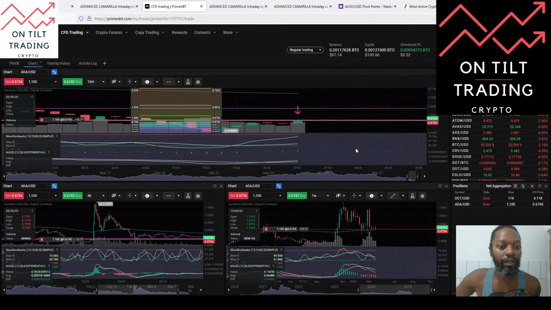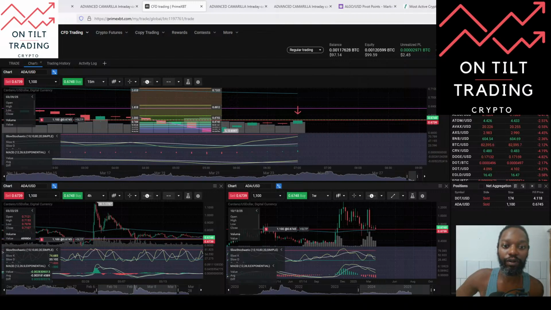Let's review my pre-market analysis. Let's review what I have trading right now on Cardano. I'll walk you through what I'm seeing on my charts. This is the candlestick area.